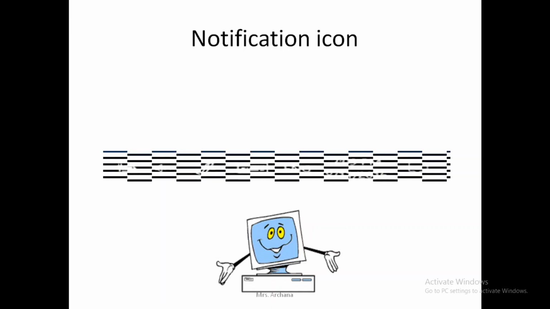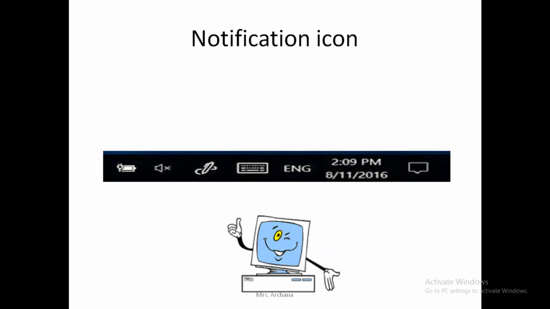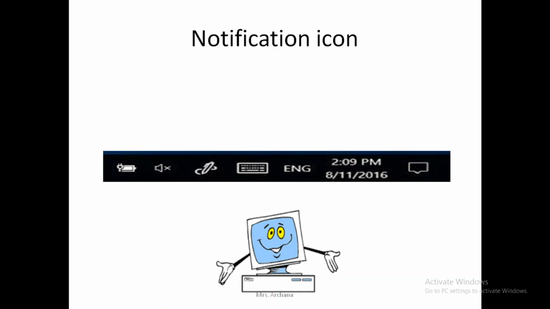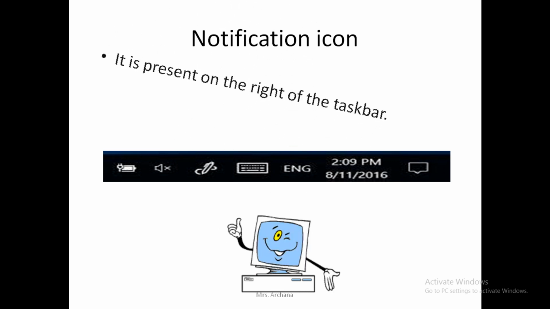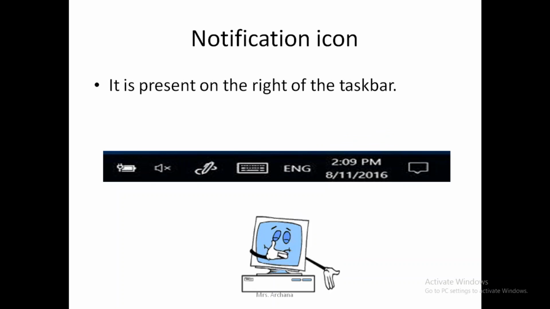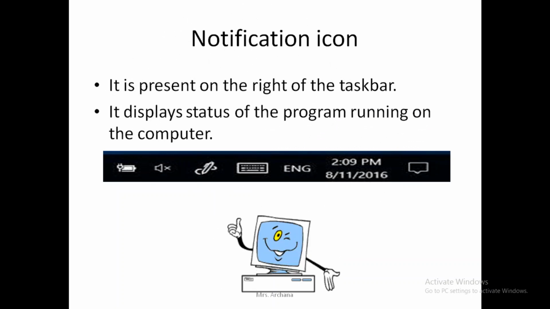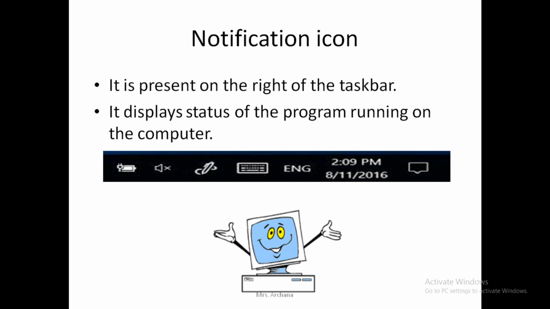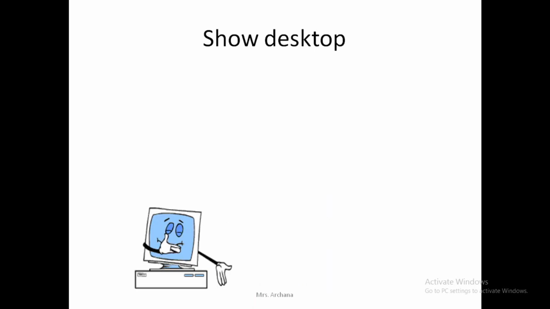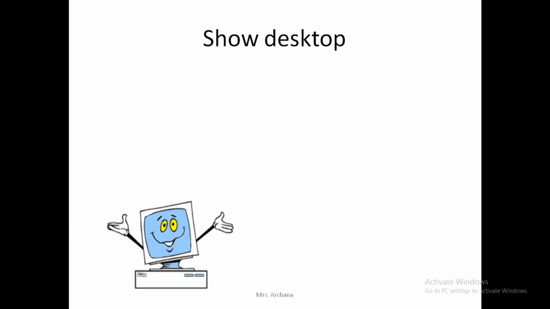Notification icon. These are the notification icons. About this also I already taught in the previous slide. It is present on the right of the taskbar. It displays the status of the programs running on the computer. Means which program is now running and what is the status of that program.